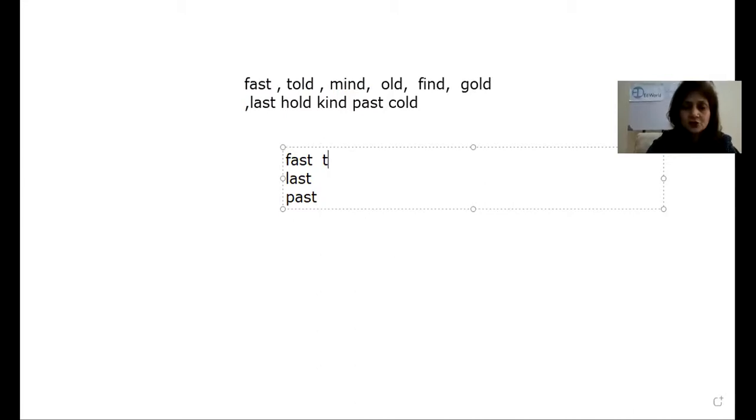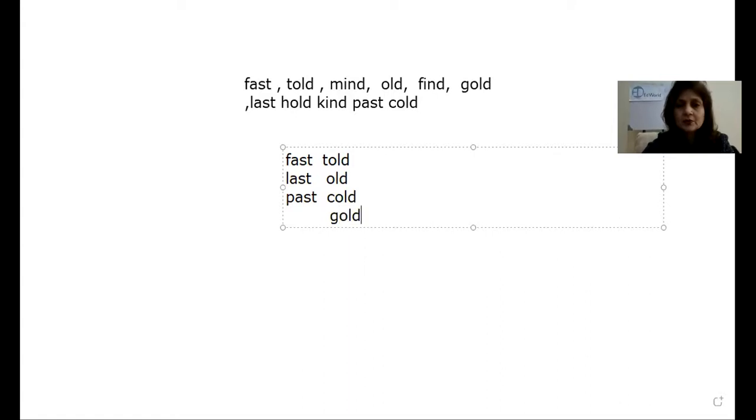Another word is told. Which word rhymes with told here? Told rhymes with old. Very good. Then what is the other word? Cold. Very good. Is there any other word? Told, old, cold, and gold. Wow, that's correct. Gold also rhymes with told, old, and cold. Correct. Now let's move on.